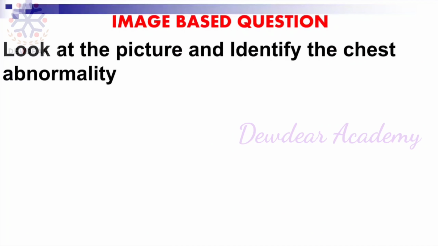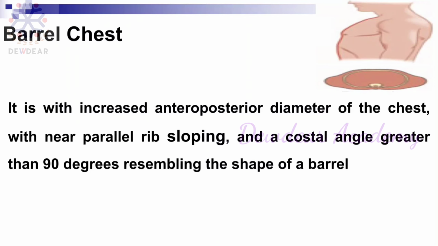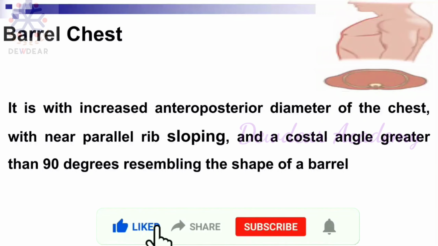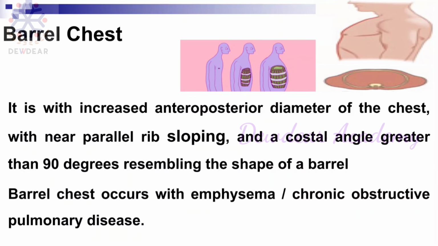Next question. Look at the picture and identify the chest abnormality. So this is barrel chest. Barrel chest means an increased anterior-posterior diameter of the chest with near parallel rib sloping and a costal angle greater than 90 degrees, resembling the shape of a barrel. Barrel chest occurs with emphysema or chronic obstructive pulmonary disease.